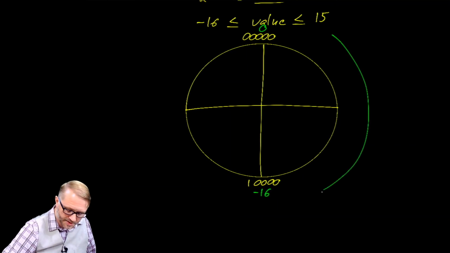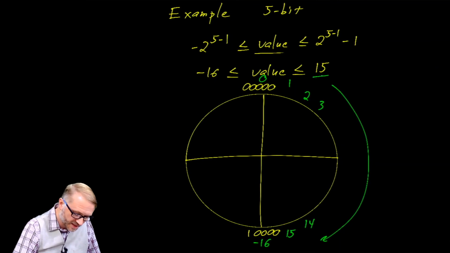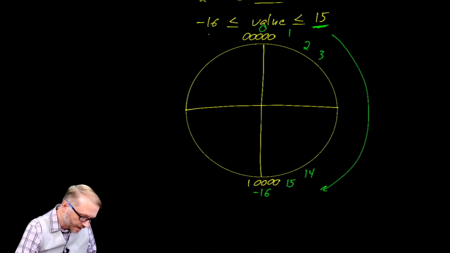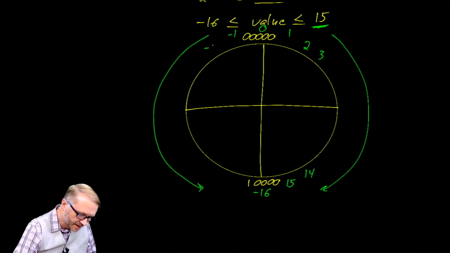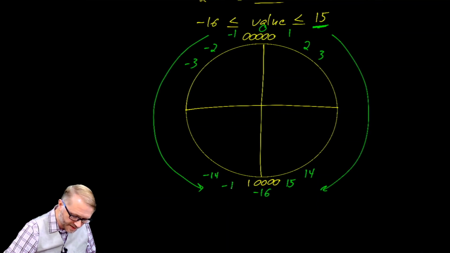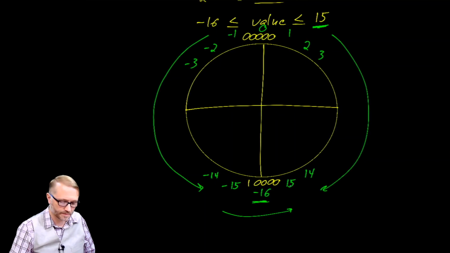If we were to walk in this direction, we would see the numbers increase. So 1, 2, 3, till you get to 14, 15, and then we never get to 16 because it jumps to negative 16. Again, 15 is the largest value that this will hold. If we were to walk this way, we would see all of our negative numbers. So negative 1, negative 2, negative 3, till we got to negative 14, negative 15, and then we hit negative 16. If we continue walking, we would go from negative 16 to 15.